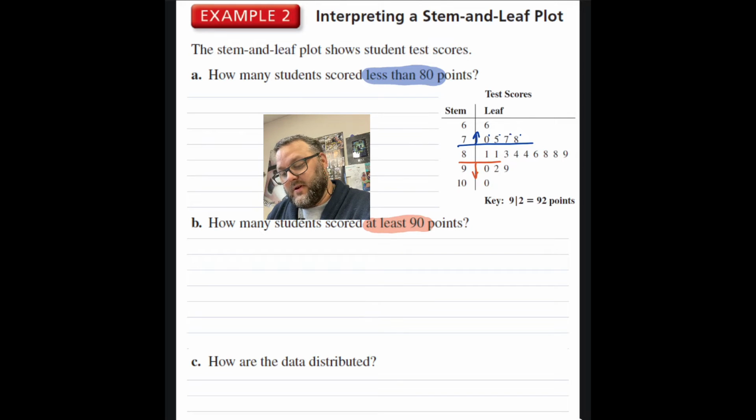1, 2, 3, 4, 5. So there are 5 scores less than 80. Or 80 points, but 5 scores.